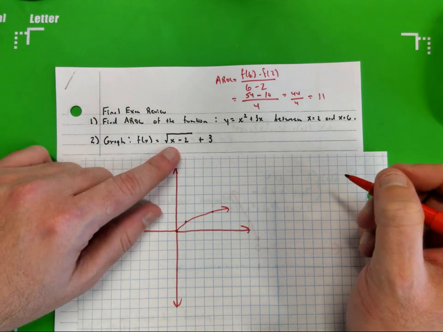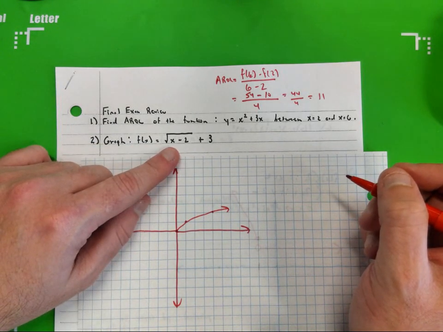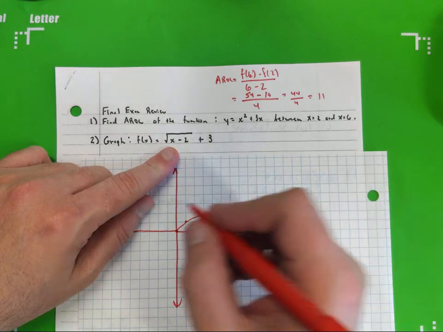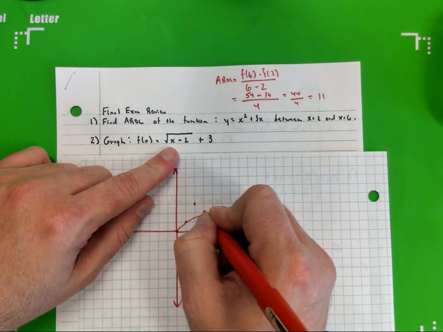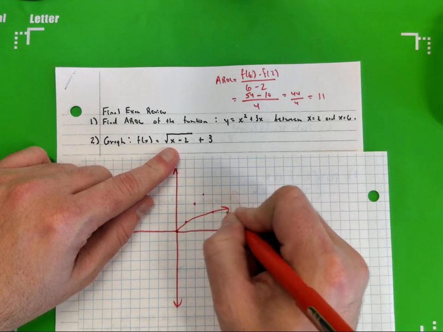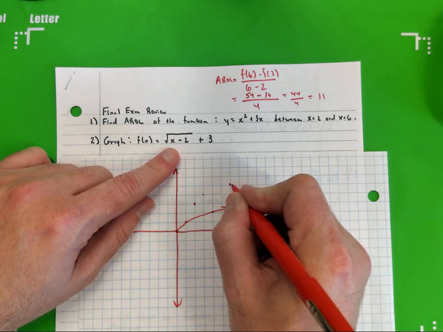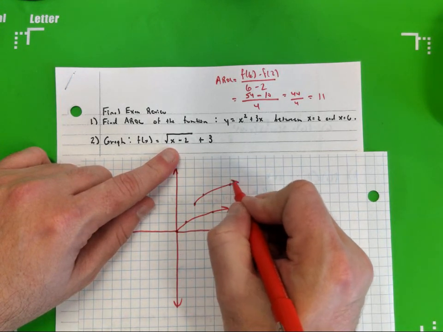What does this minus 2 under the radical tell me to do? Move it right 2 and then what? 1, 2, up 1, 2, 3. 1, 2, up 1, 2, 3. 1, 2, up 1, 2, 3. And there's my graph.